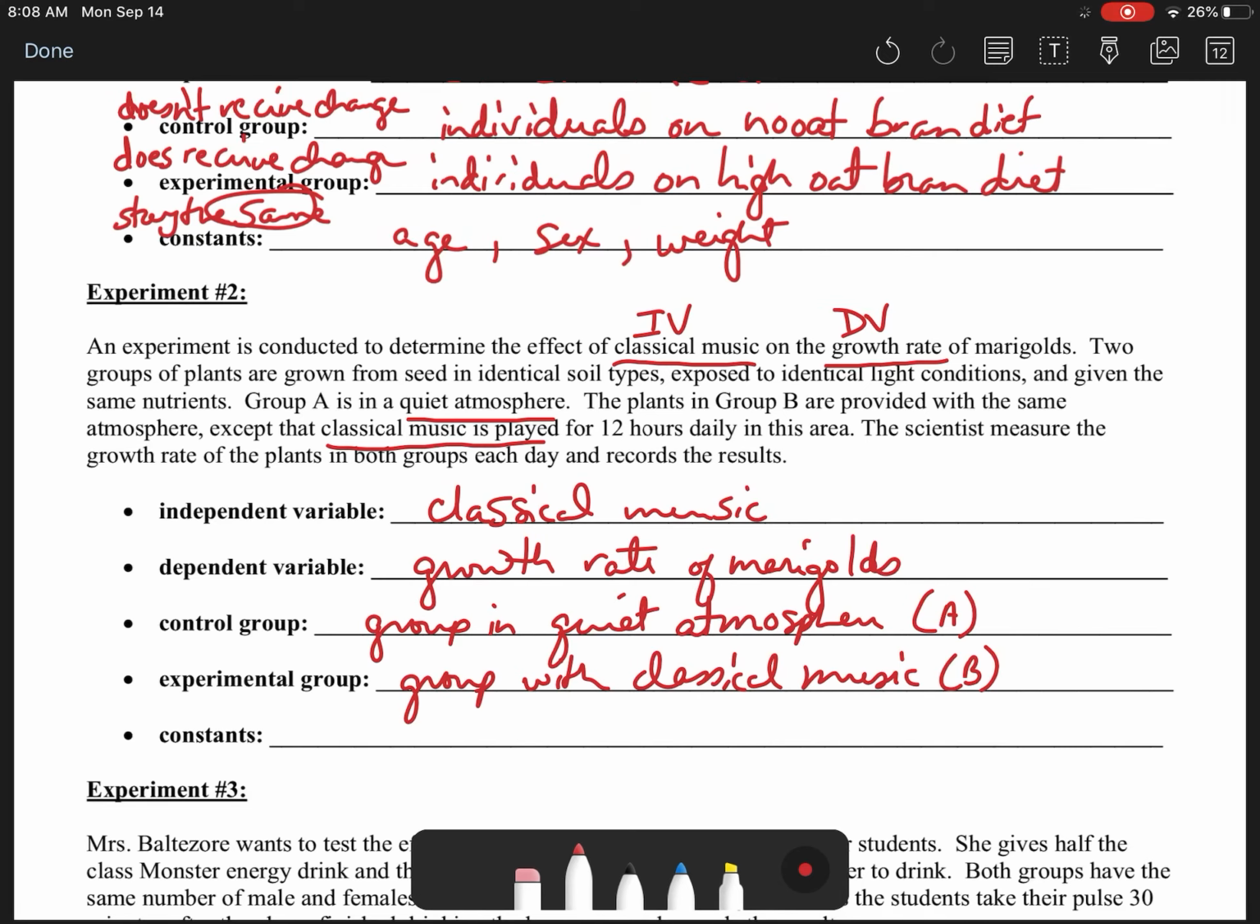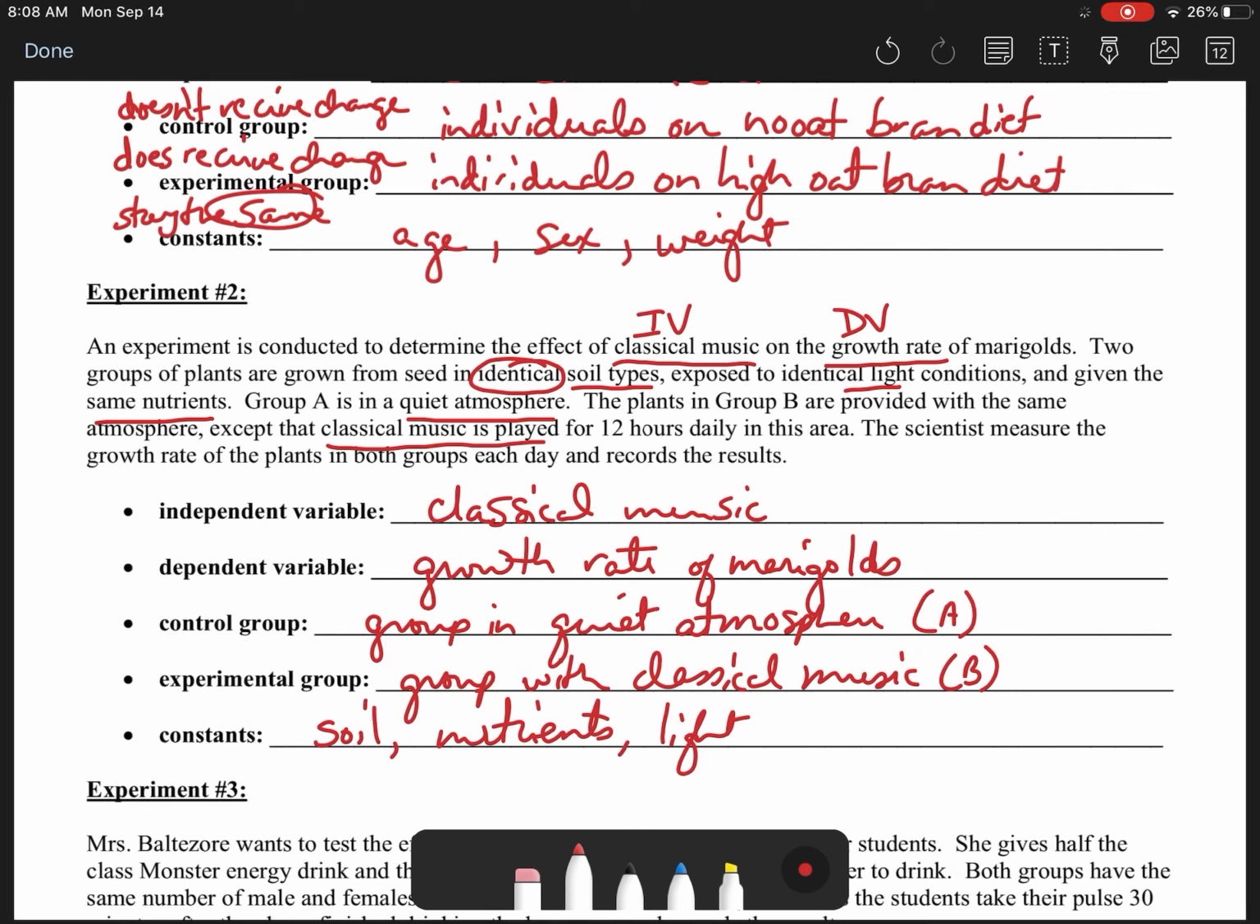Remember constants, those things that stay the same. So identical, that word means the same as the same. So they had identical soil types, light, and same nutrients. Okay? So soil, nutrients, and light. So you want to make sure that you're identifying all of these.